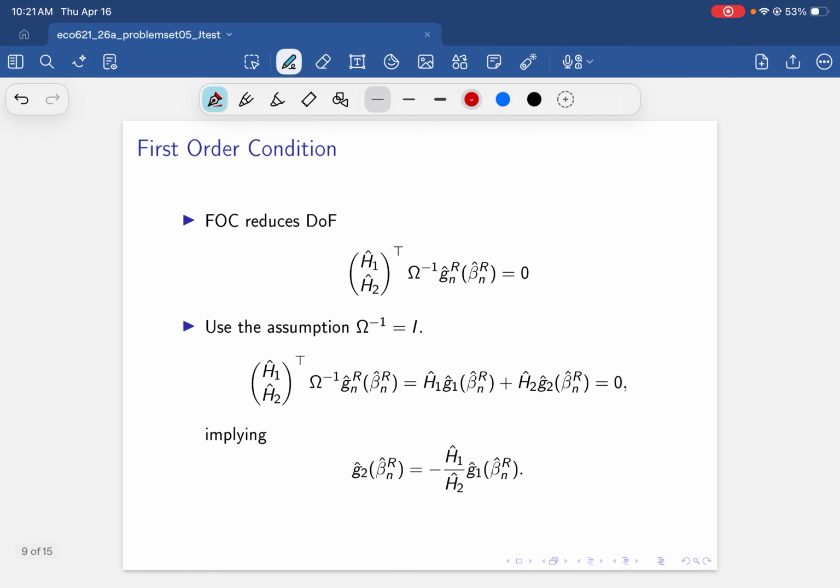Let me explain why. That is because G hat, the moment, is two-dimensional, but those two moments are perfectly correlated because of the first order condition. This is the first order condition. In general, the first order condition looked like this.